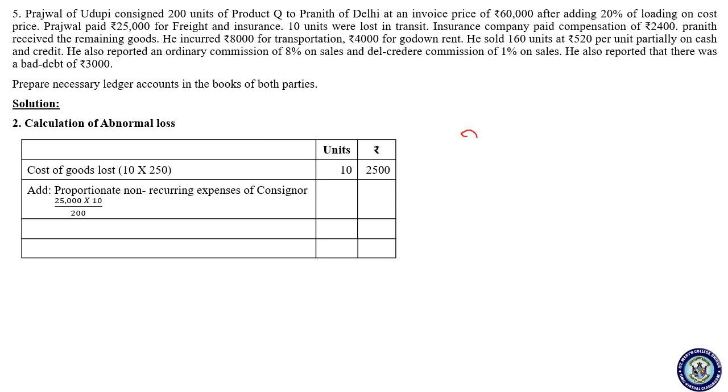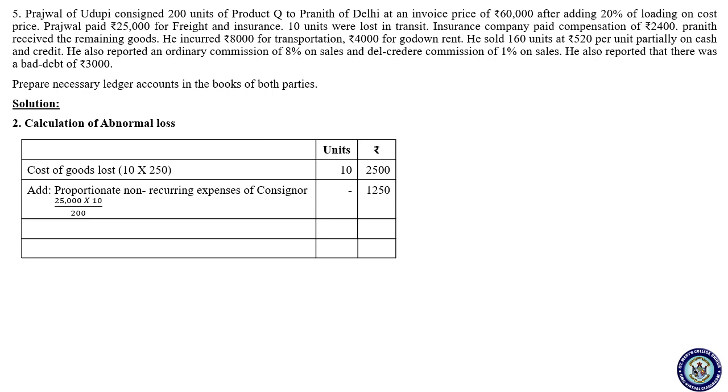See, the consignor's entire expense is non-recurring, that is 25,000. He incurred 25,000 for total units, in the sense 200 units. But we want it for only 10 units because abnormal loss is only 10. Then what is the value? Cross multiplication: 25,000 into 10 divided by 200. It comes to 1,250. Okay, what next? That is proportionate non-recurring expense of consignor.